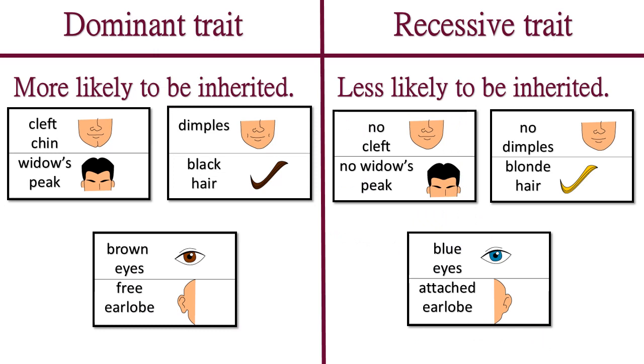Here are some examples of dominant traits and recessive traits. Dominant traits are more likely to be inherited compared to recessive traits. Most of the time, the dominant character is more frequently found in the population than the recessive character. Can you identify which part of your face belongs to dominant trait and recessive trait? Please try. It is fun.